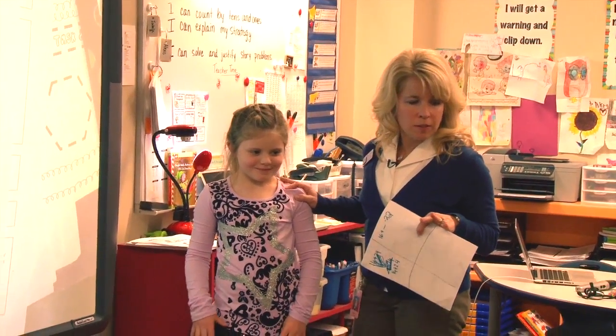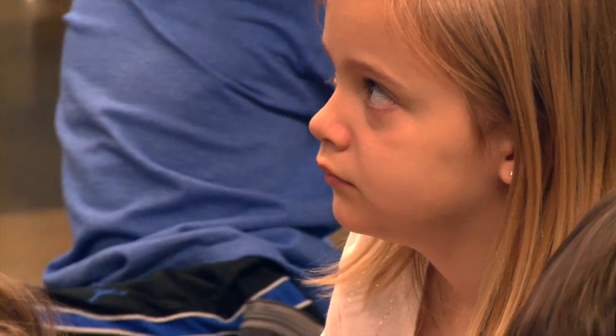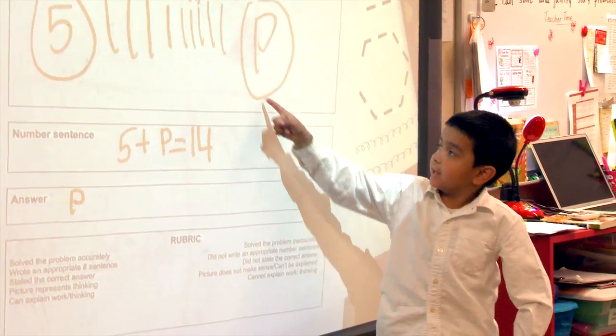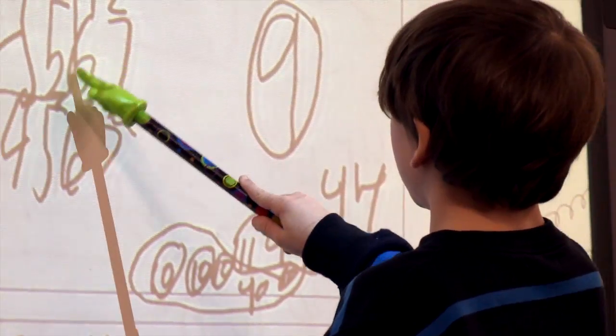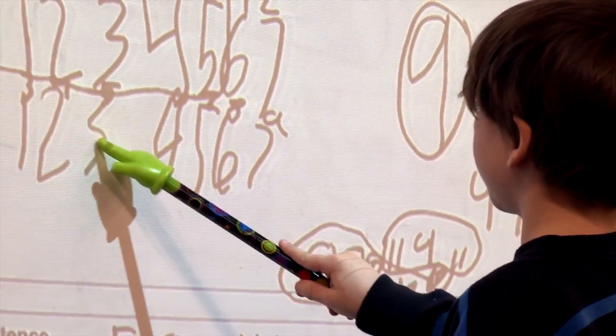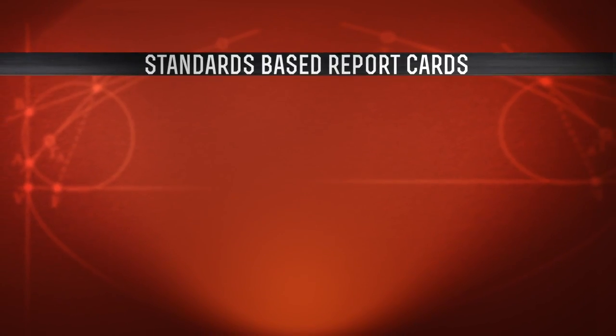For the past several years, we have been implementing Common Core standards, which are designed to make sure our students not only have the academic content they need, but also the critical thinking skills required for the 21st century. So what is standards-based reporting?